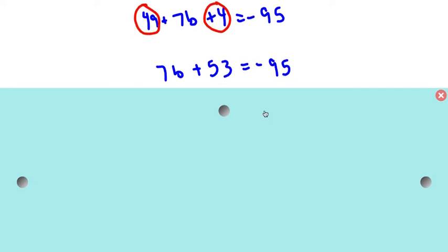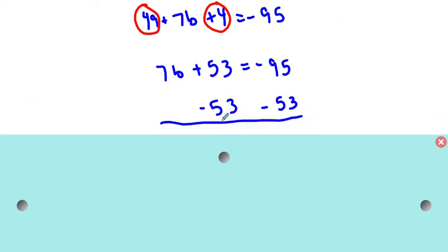So now what? I need to move the 53. It's being added. What's the opposite of addition? Subtraction. These are all things you should be asking yourself. Talk to yourself when you're doing these problems in your head. You know, just ask yourself these questions in your head over and over again. How do I get rid of the 53? It's being added, so I do the opposite and subtract. So I'm going to subtract 53 from both sides.